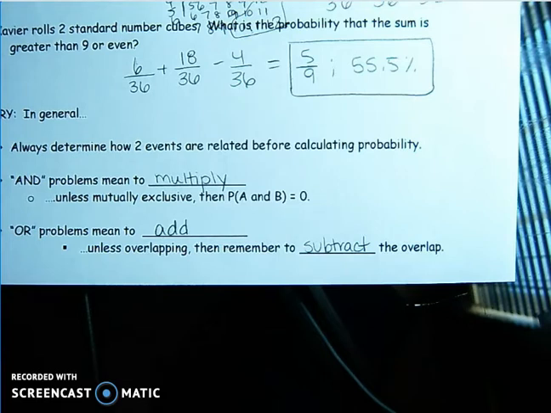Anytime you see the word and, you automatically multiply, unless the events are mutually exclusive, meaning they cannot happen at the same time, then that probability would be 0. If you see the word or, you automatically add, unless there's some overlap, and then remember to always subtract out that overlap.